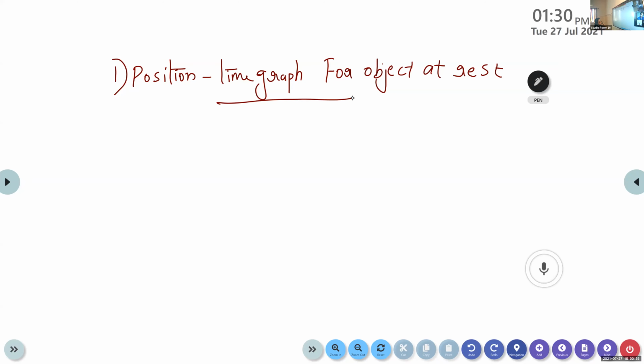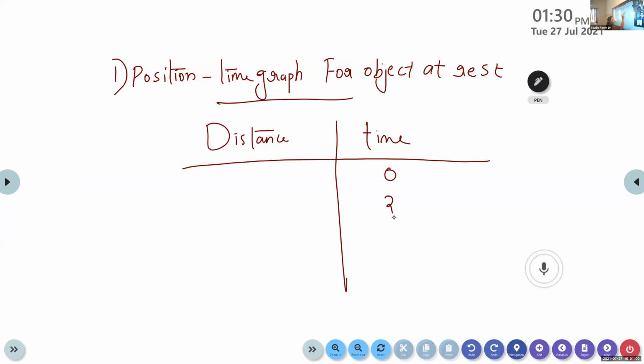Position time graph for the object at rest. So here we are going to draw the position time graph for an object at rest. Let us consider a table. You don't need to write this table down. Just listen. Here we have distance and here we have time. Time is expressed in seconds and the distance is expressed in meters. Time varies 0, 2, 4, 6, 8. But at all times, the distance of the object is 2: 2, 2, 2, 2, 2.